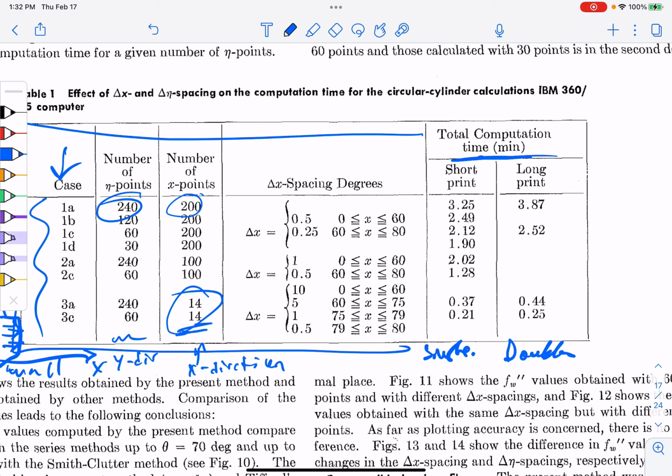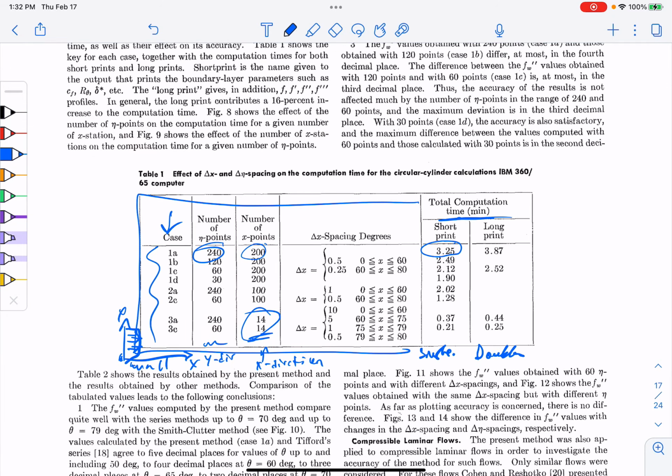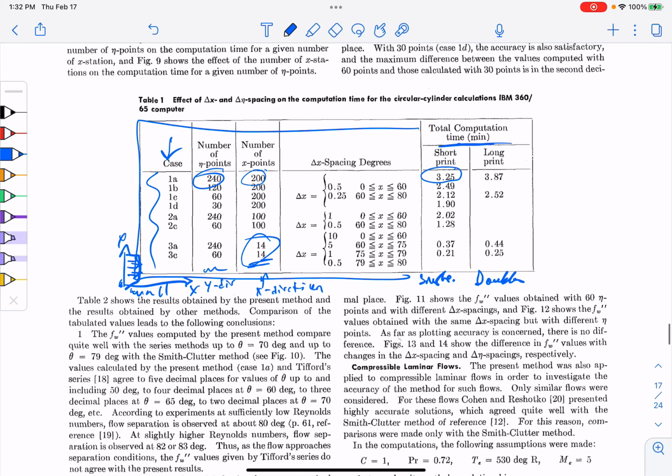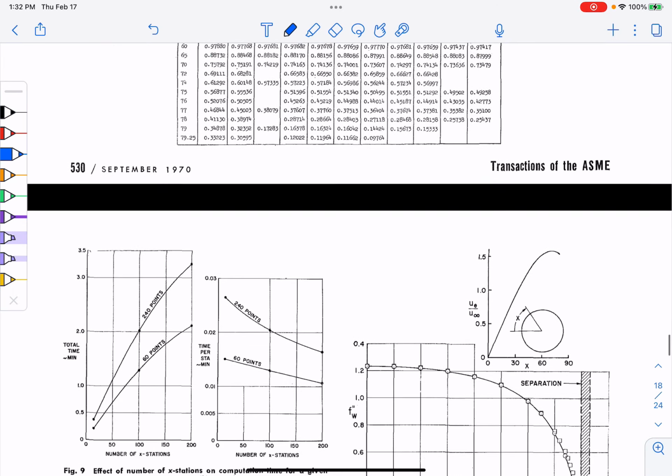That's the power of RANS modeling. The shortcoming is you don't get temporal data, for instance, usually. And you can see in the 1970s, you got good solutions on the order of 3 to 4 minutes. Using the same grid, using a general CFD solver, it's going to be a lot more. So that's interesting.